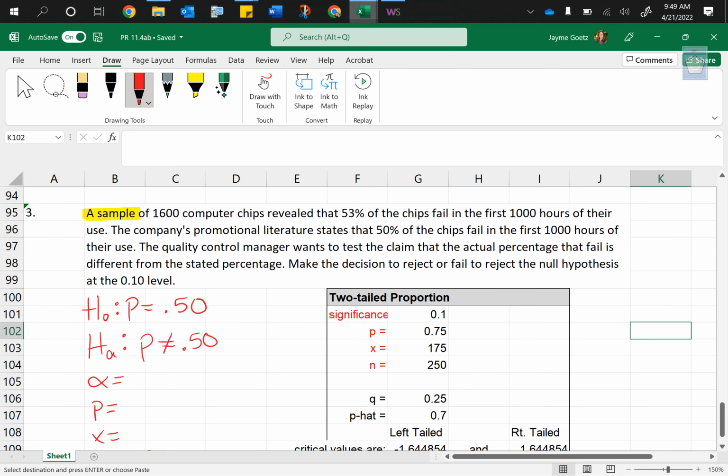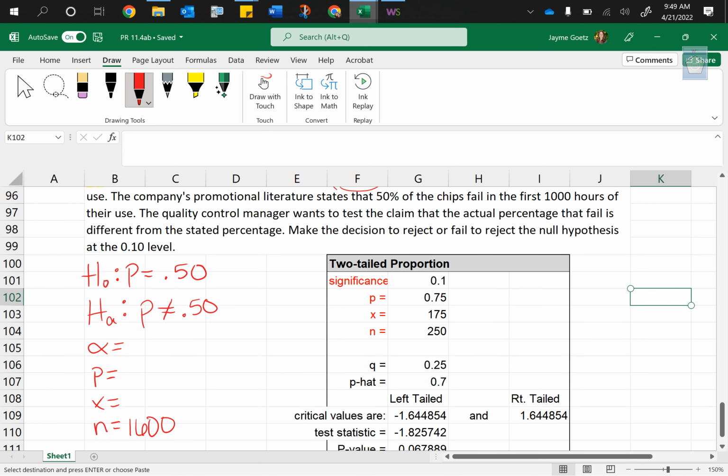800 and what? 48? Where'd you get that? I don't see that anywhere. Good. They didn't give us the number here. They just said 53% of the chips. So you have to take for your x value 0.53 and multiply that by your sample size, 1,600.